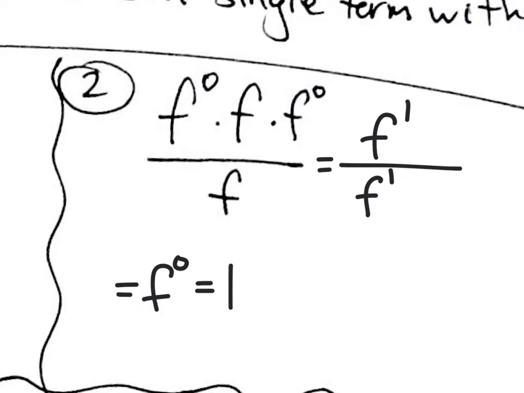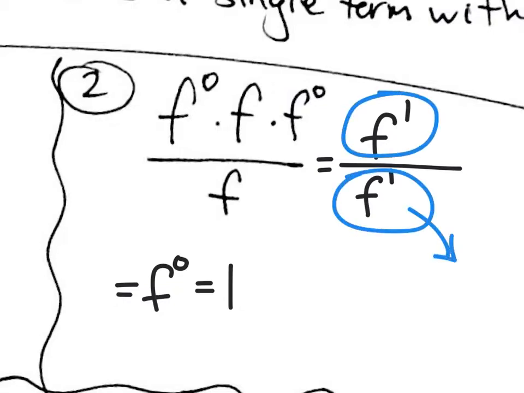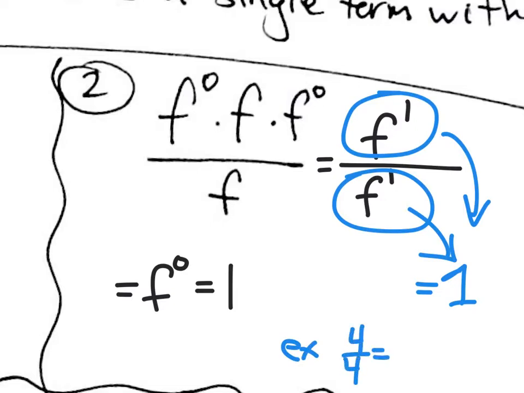Anything to the 0 power is equal to 1. Or we could think about this as we have something divided by itself. And anytime you have something divided by itself, that is equal to 1. For example, 4 divided by 4, yep, you guessed it, that's equal to 1. So 1 is our answer. Sounds good to me.